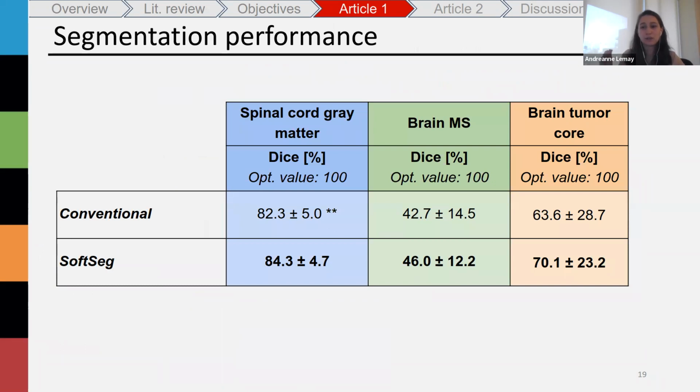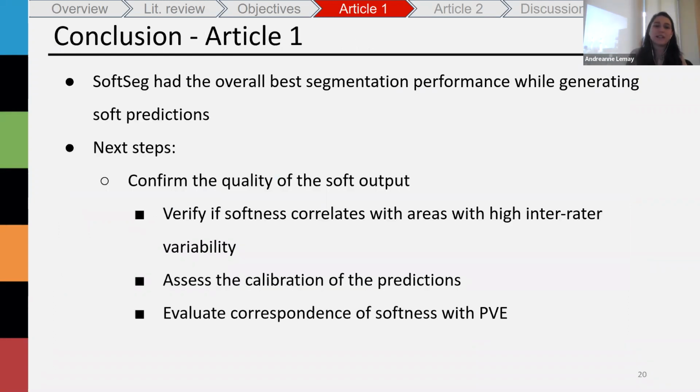So here, just to summarize quickly some of the segmentation performance. We did look at a few segmentation performance metrics. Here, I only present, due to lack of time, the very popular DICE score. But overall, on all our data sets and throughout all the models that we have trained, SoftSeg had a higher DICE score compared to the conventional training pipeline. So in conclusion, SoftSeg had the overall best segmentation performance while generating soft predictions.